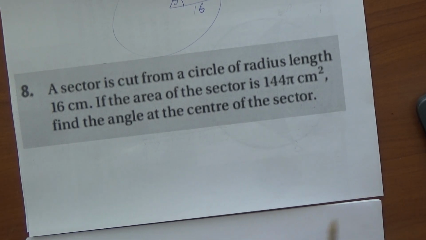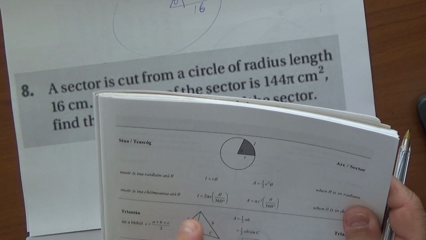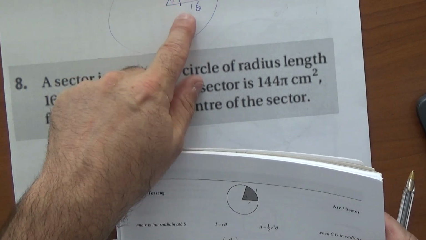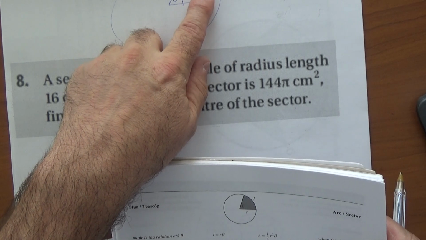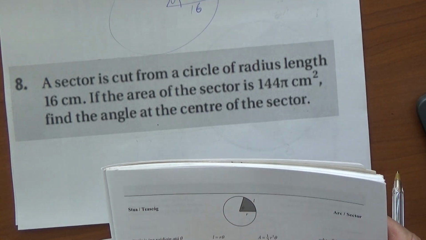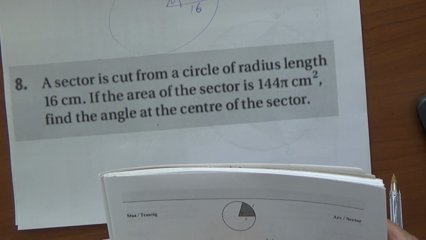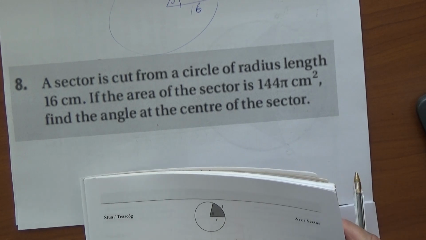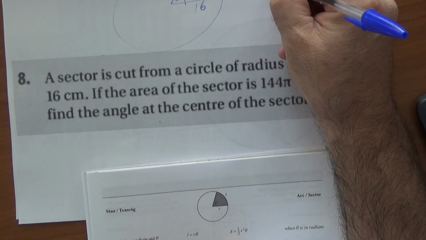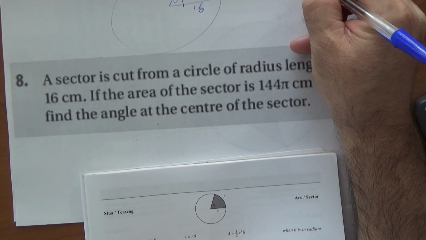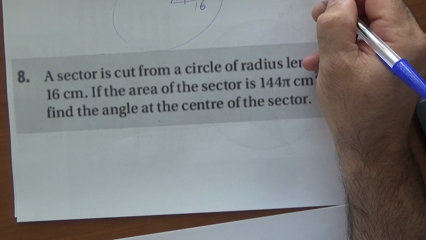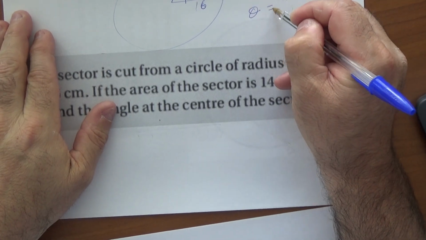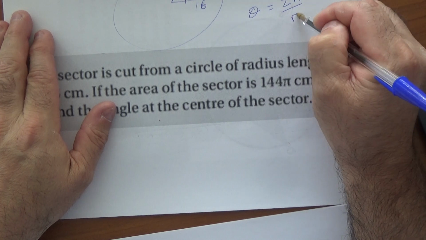In terms of which formula I should use, the radius is common and there's no difference in the radius, but the area is written with a pi in it, so I'm thinking the top one, and I could use either, but I'll use this one here. A equals r squared theta over 2. So I need theta to be the subject of the formula. So theta is equal to double area over r squared.